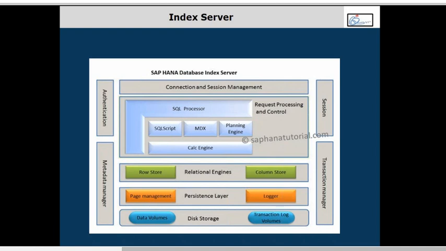The data types for row store are different. The data types for column store are different. So the column store engine will only understand the data types specific to column store alone. And the row store engine understands only data types specific to row store. So different engines process row store tables, and one engine processes column store tables.